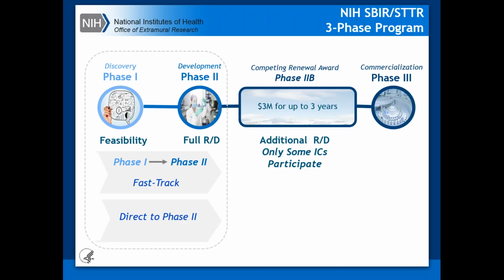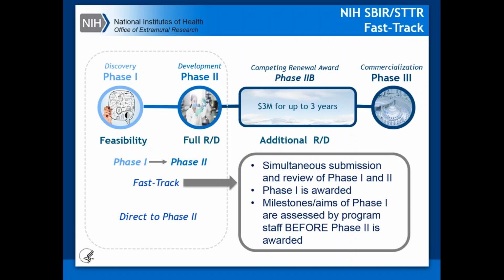phase 2 comes after that. But we also have something called a fast track, which you can apply for phase 1 and 2 simultaneously. So simultaneous submission and review of both phase 1 and 2. The phase 1 is awarded, and the milestones and aims of the phase 1 are assessed by the program staff before phase 2 is awarded. One of the great advantages of the fast track is continuity, and you don't lose your momentum in research.